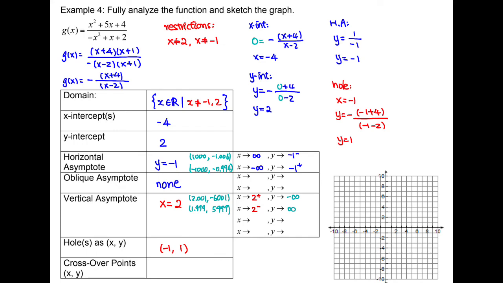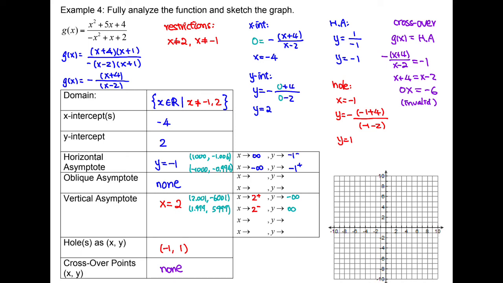Finally, let's look at the crossover. We have to find the intersection between the function g(x) and the horizontal asymptote y equals -1. We let them equal each other to find the point of intersection. We see 0x equals -6, which is not possible. Therefore, we know we do not have any crossover points.